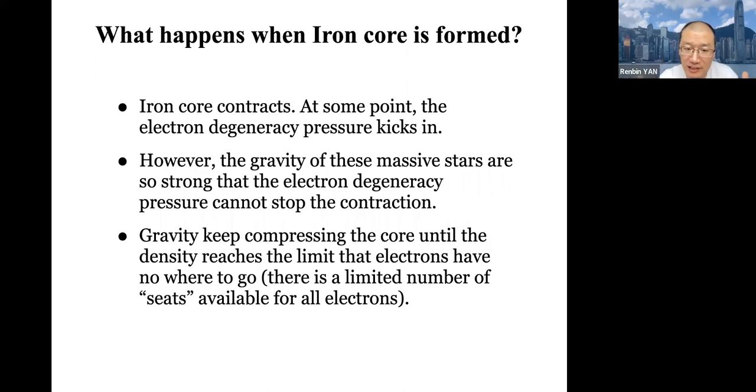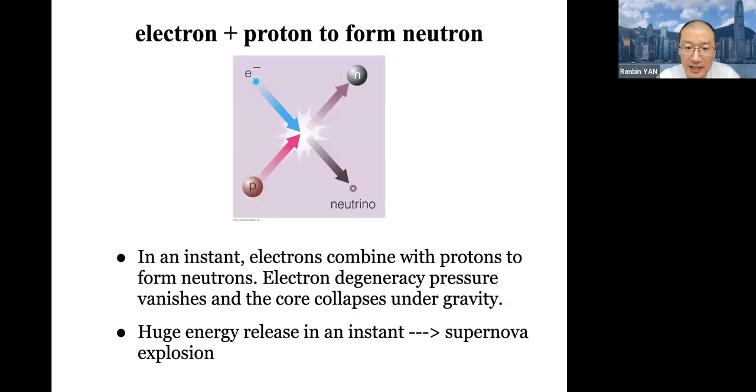But in these massive stars, the gravity is just so much stronger than the maximum electron degeneracy pressure there can be. So electrons have nowhere to go, and they are basically pushed into protons. When they do that, they actually form a neutron and a neutrino. So an electron combines with a proton and forms a neutron. All of a sudden, in an instant, electrons combine with protons to form neutrons, and the electron degeneracy pressure just completely vanishes all of a sudden.